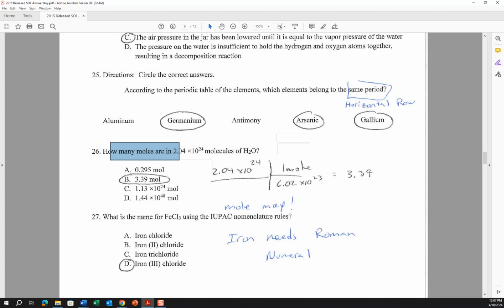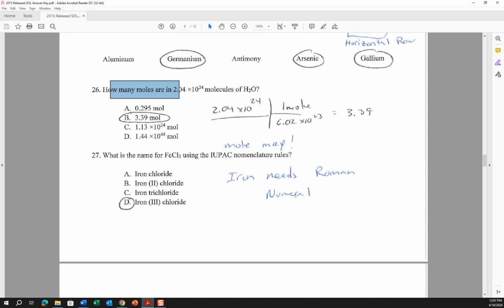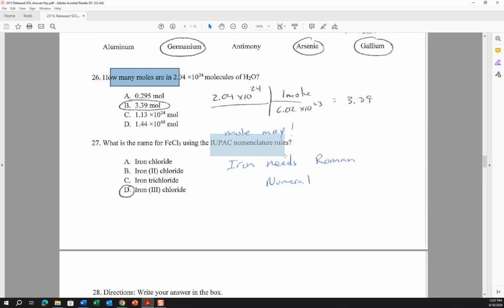If you don't know what IUPAC is, those are the people that come up with the rules for naming. So if they reference this on the SOL, don't worry about it. It's just, hey, name this compound the way we taught you how to name it. So remember, iron needs a Roman numeral. I don't know if your chemistry teacher uses the term mom ion, but if you're one of my students, you know what mom ion means. Iron's a mom ion, meaning it needs a Roman numeral. And remember, the Roman numeral represents the charge of the iron. So this would be iron Roman numeral 3 chloride because the iron is 3 plus.